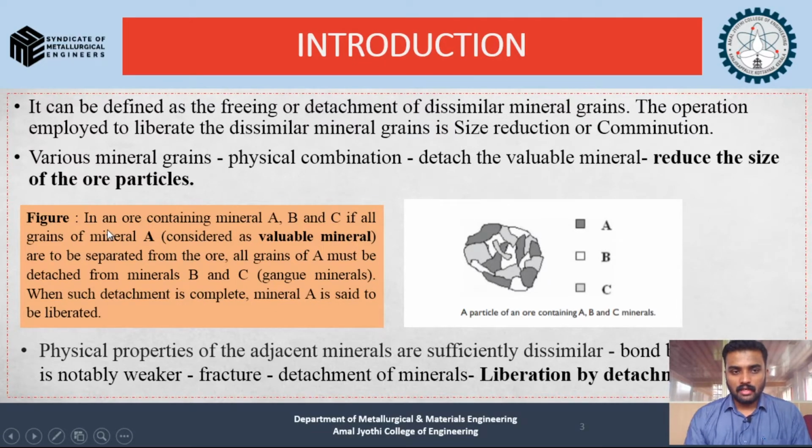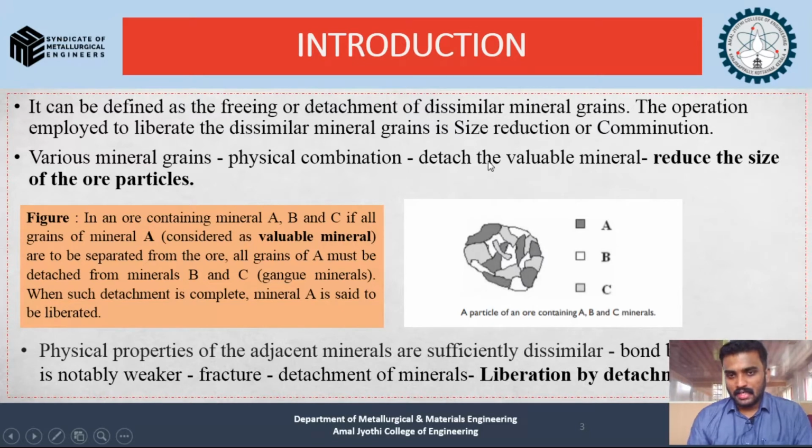Here we have mineral A as the valuable mineral, and minerals B and C are the gangue materials, that is, the unwanted materials. So our aim is to disintegrate material A from this particular ore. That is our initial and first process. So how are we able to do that? Various mineral grains, you can see different types of grains present in this particular ore. They are physically combined.